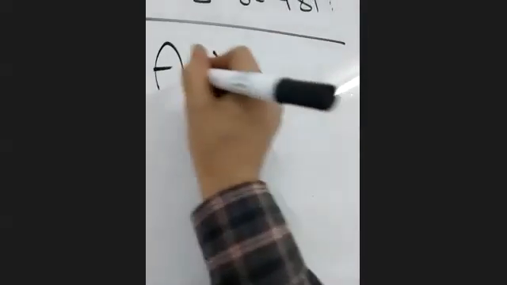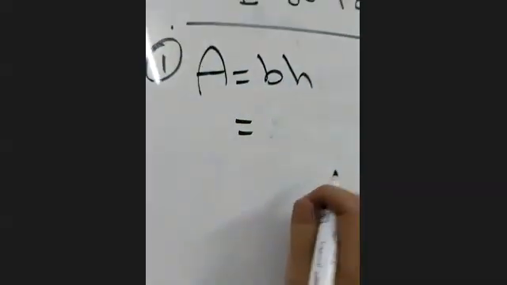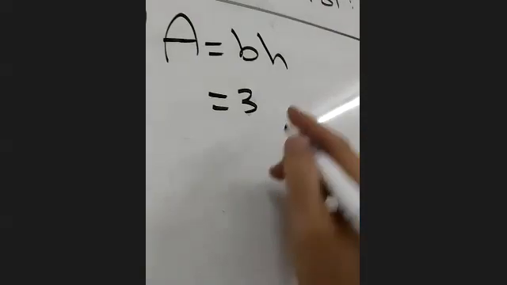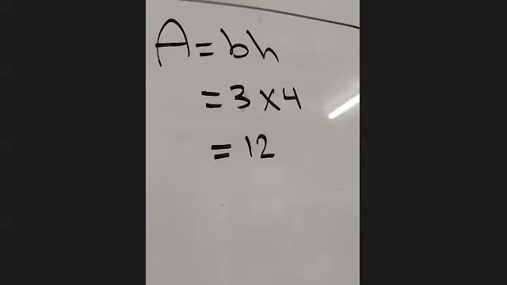So, do you know the area of the parallelogram? A equals BH. The area of the parallelogram equals base times height. And the base given how much? 3. And the height? 4. So 3 by 4 equals 12. What's the unit? 12 centimeters squared.